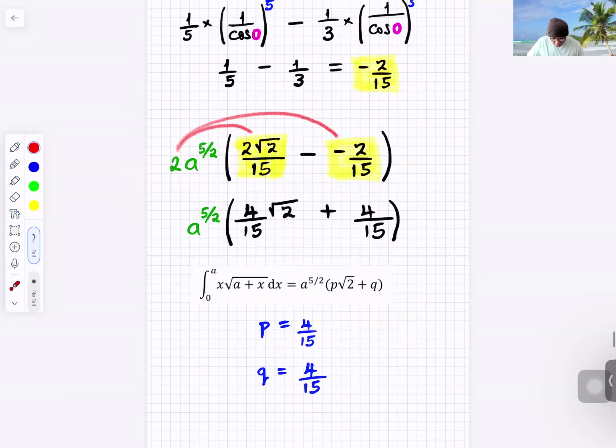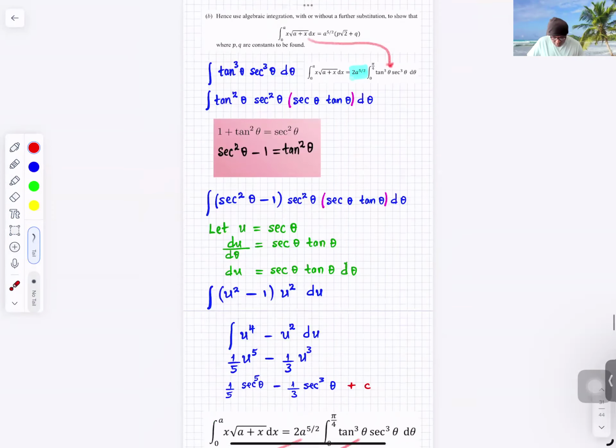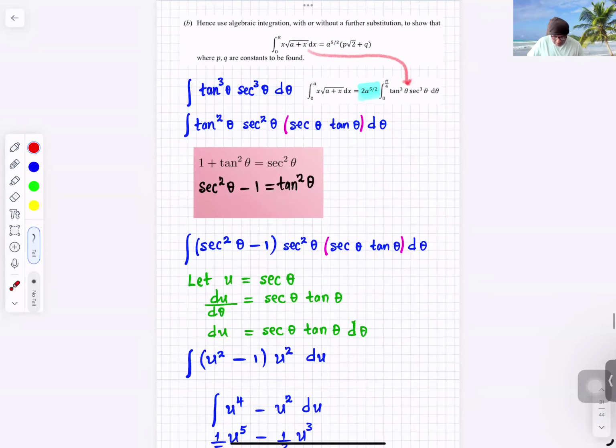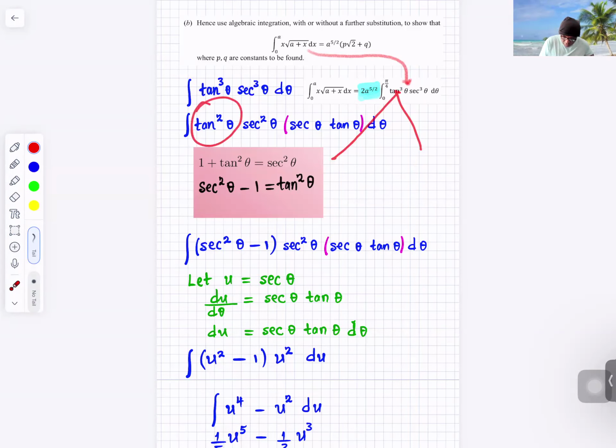So let's quickly summarize this part of the question. This part B, if you haven't seen this before, you would think this is impossible to do. That's why you need to practice lots of questions for A levels. Split that tan cube into tan squared and tan. Split that sec cube into sec squared and sec. And then from there, you substitute for sec theta.